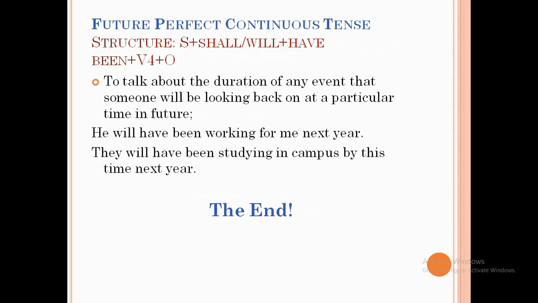Let's see the examples. He will have been working for me next year. See, he will have been working for me next year. So we'll be looking back on a particular time in the future. They will have been studying in campus by this time next year. By this time next year. So, talking about the duration of any event that will be looked back on at a particular time in the future, in this situation we can use future perfect continuous tense.